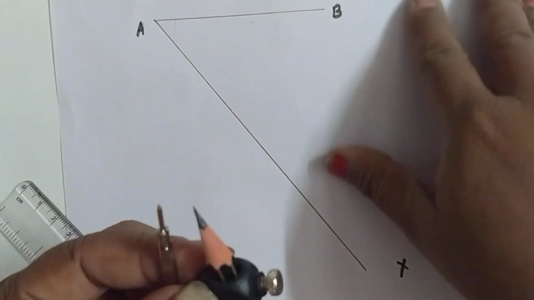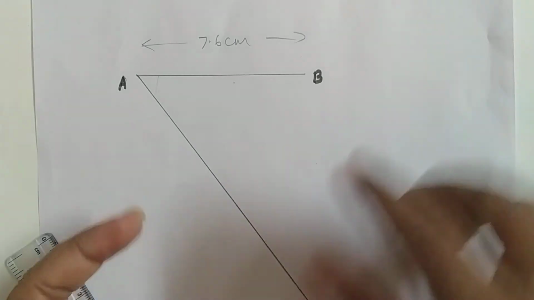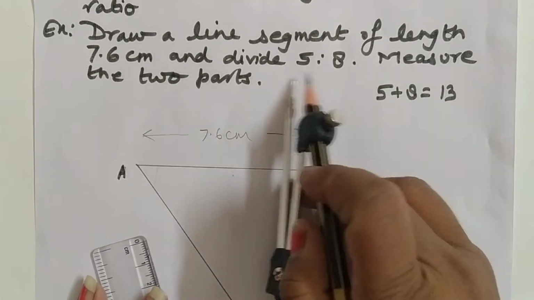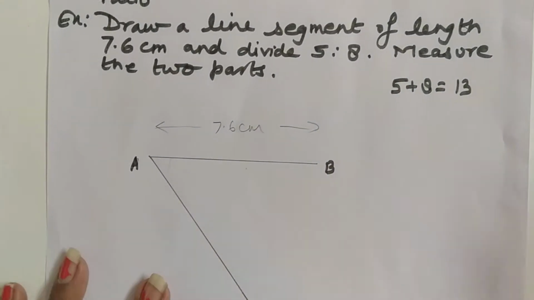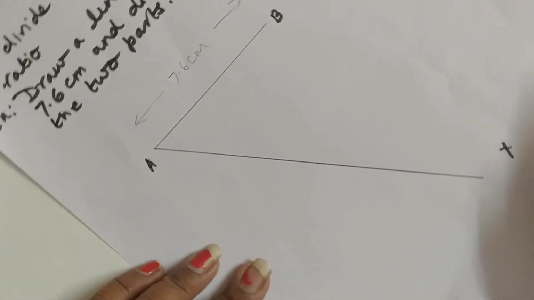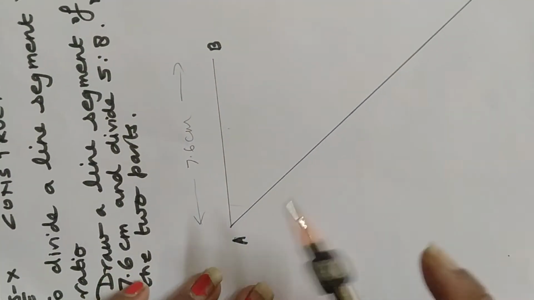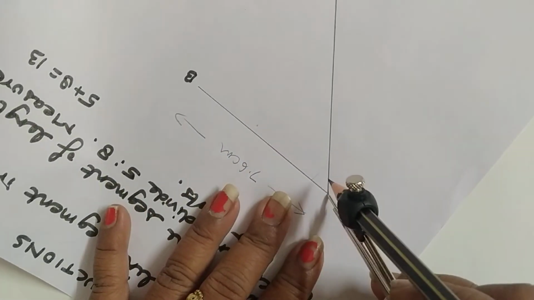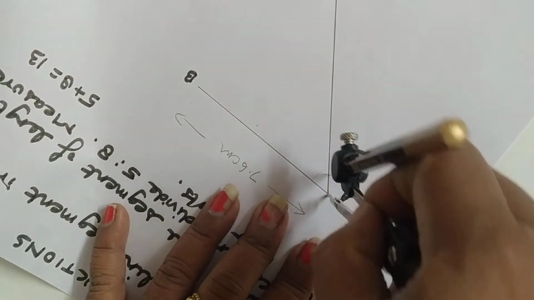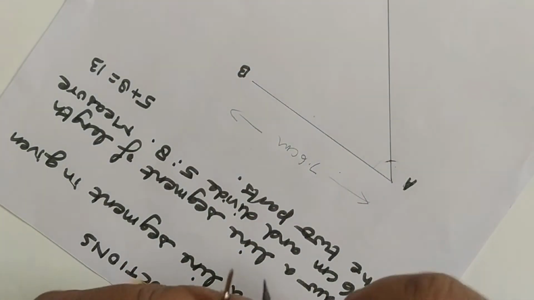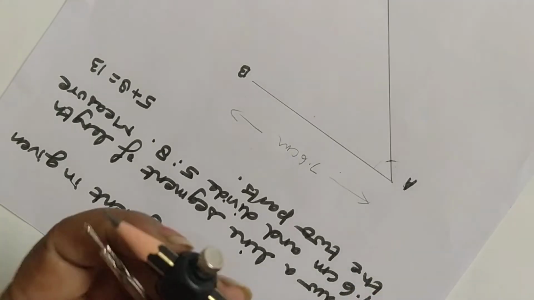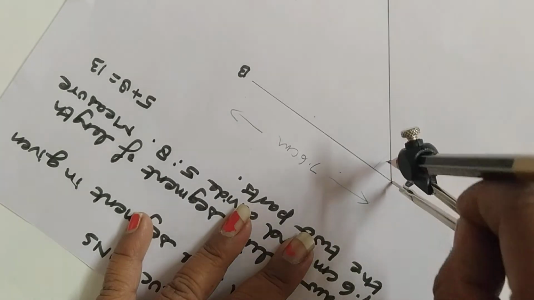Now how many parts do we have to make? We have to make 13 parts. How can we get this 13? By adding whatever ratio is given to us. Yes, so I'm slightly tilting this paper, and I will cut this line segment, that is AX, so that it is going to be easy for you also. This is the first one. Slightly I'm going to correct this pencil. Now it will be equal parts.